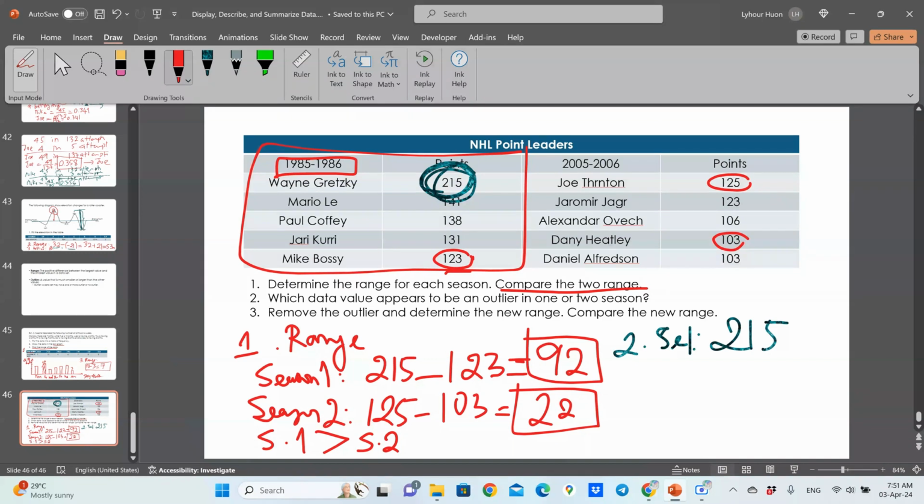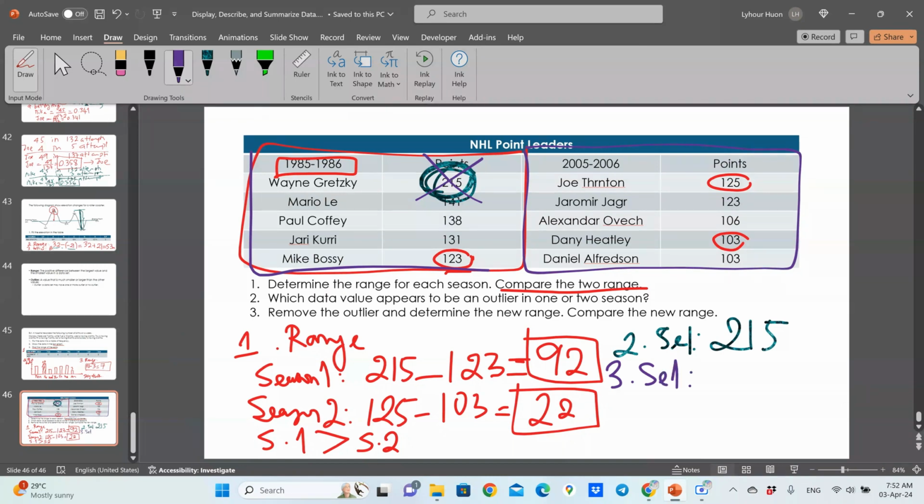Okay, for number three, they ask to remove the outlier. So remove the outlier and determine the new range. So what should we determine? Only season one, or season one and season two, or both? Only one, because in season two there is no outlier, so we don't need to determine it again.